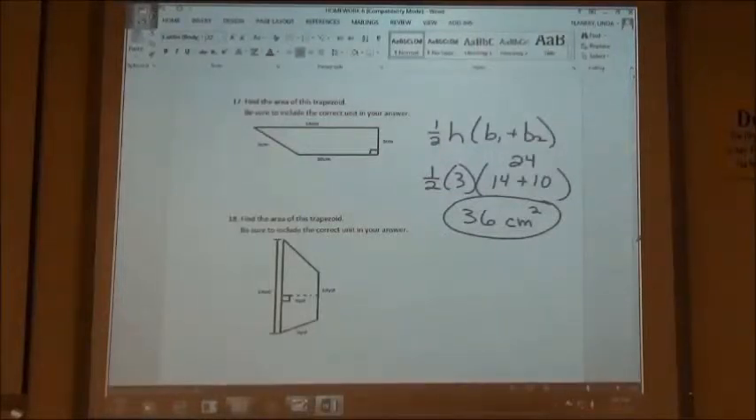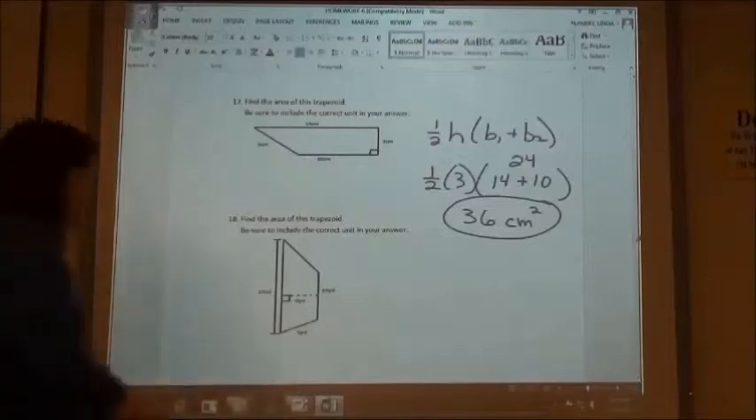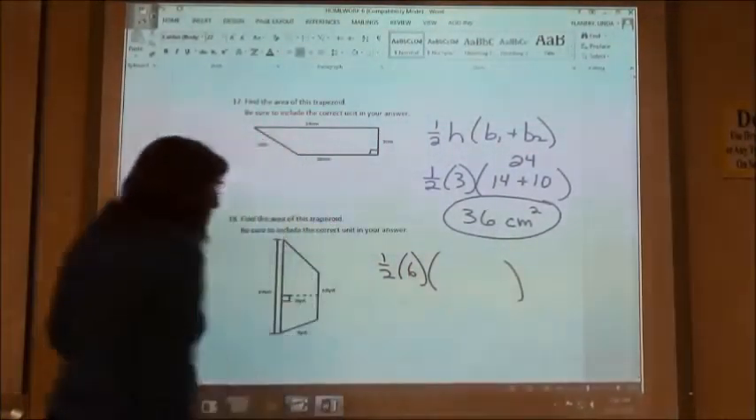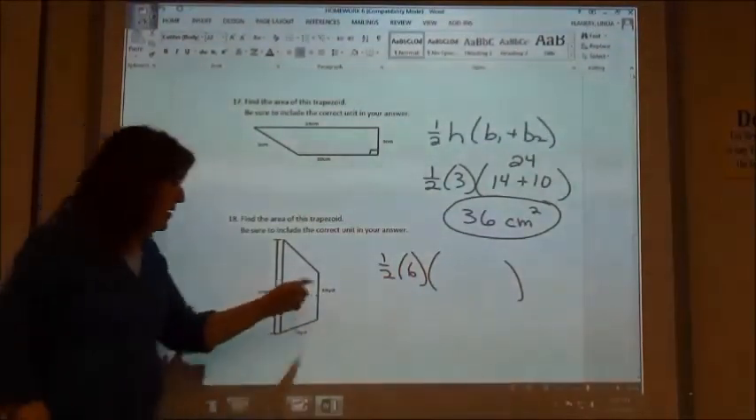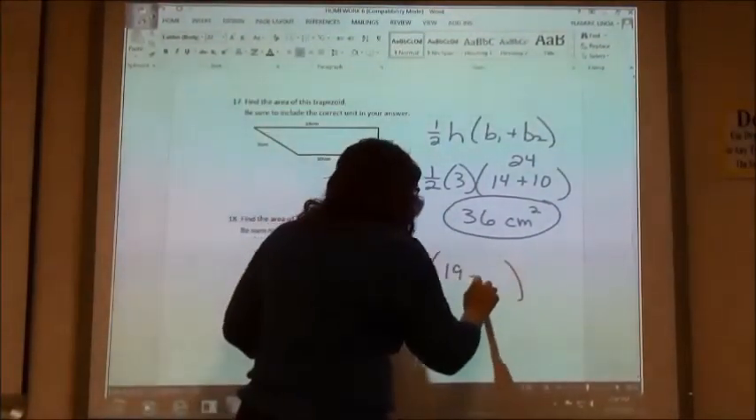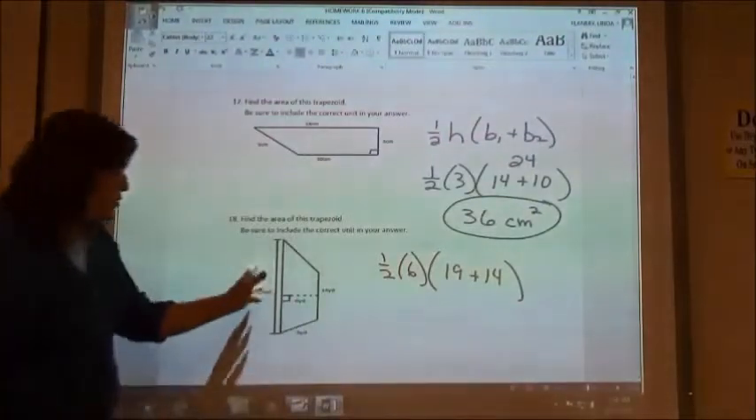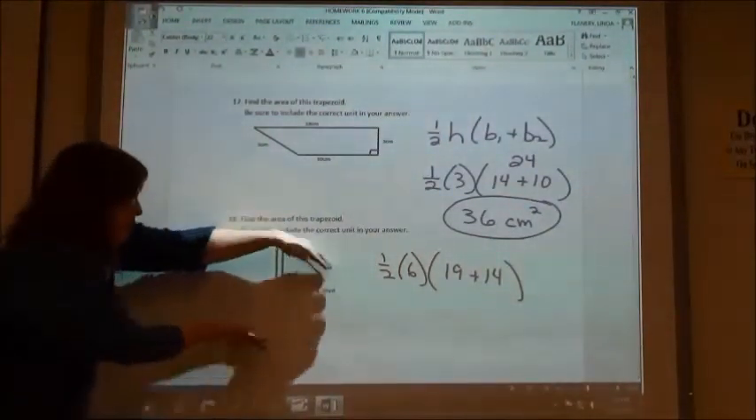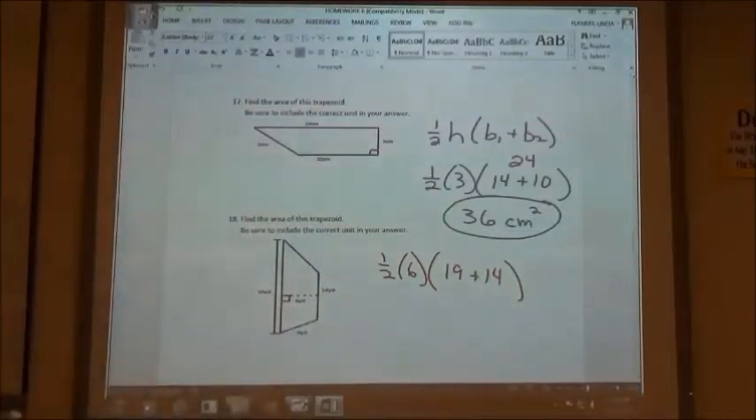So number 18, how are we going to find the area of that trapezoid? Half of 6, because 6 is our height, times 19 plus 14. So they turned our trapezoid sideways, but we could see right here was the box, so that it really would be turned with that on the bottom.